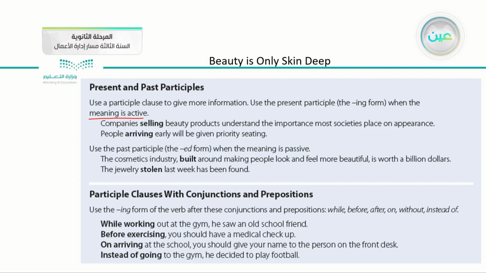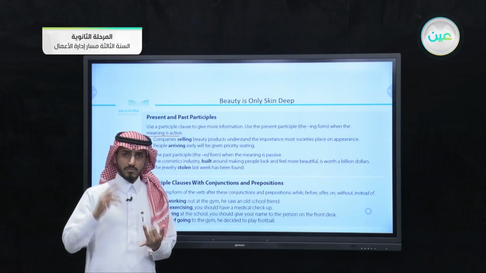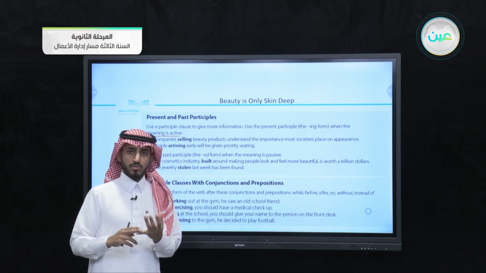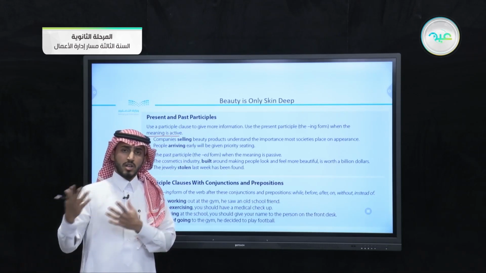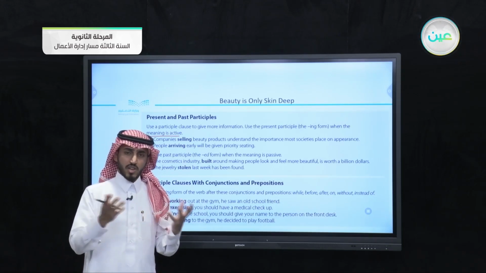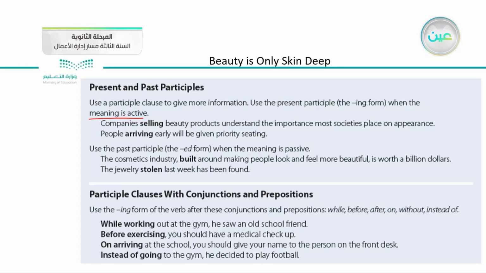We said the participle can be used to give a meaning, or to be an adjective, or to be a verb, or it can be used for the passive voice or the active voice. Now we are talking about the active and the passive voices. The ing form when the meaning is active, for example, companies selling beauty products understand the importance most societies place on appearance. People arriving early will be given priority seating.